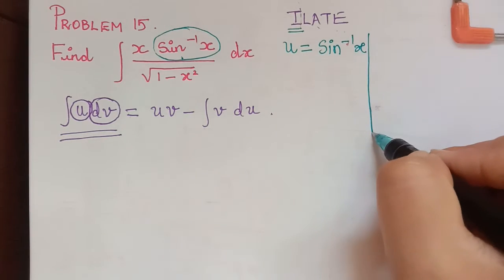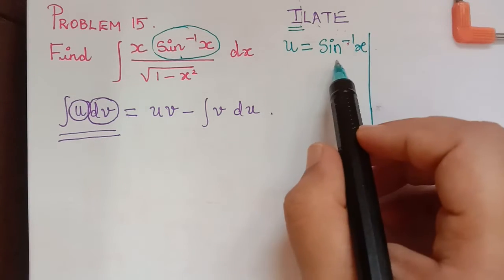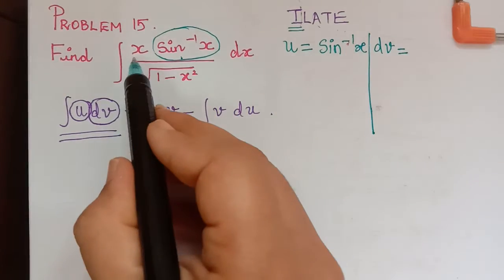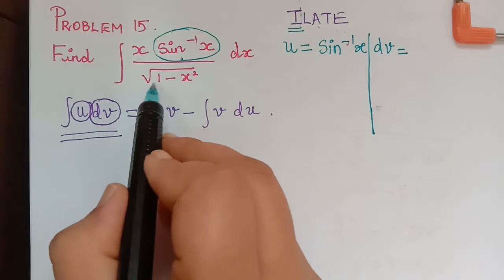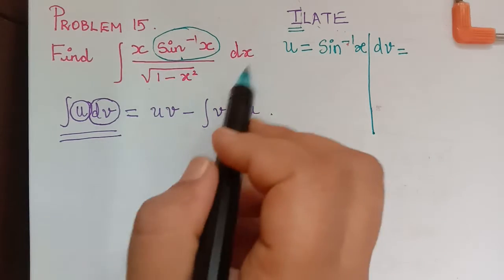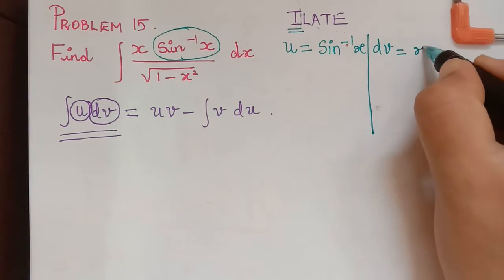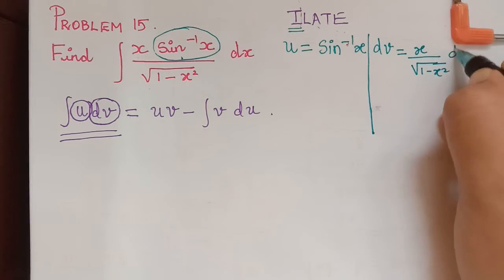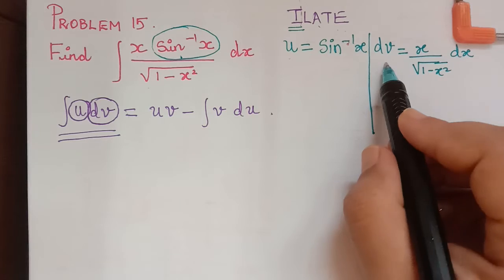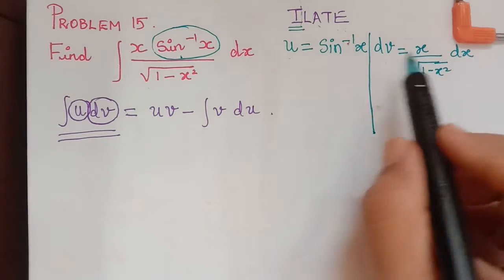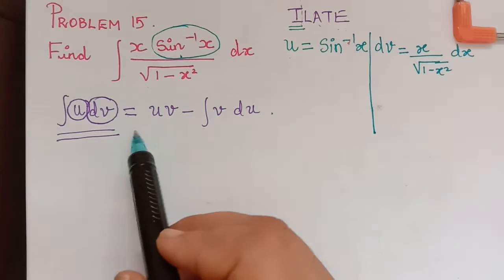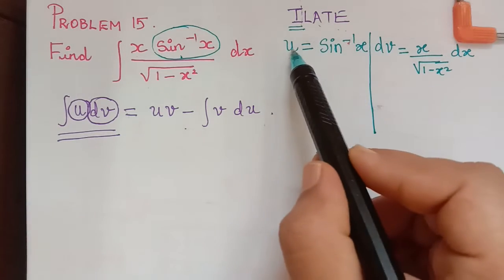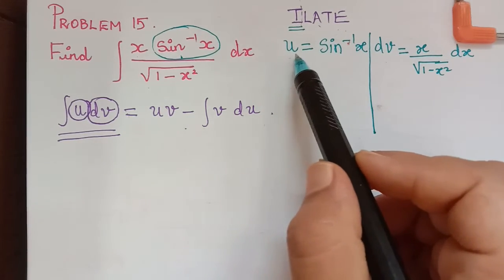And what we have to do is the remaining we have to make it as dv. So dv will be equal to, so what is remaining? X divided by square root of 1 minus x squared dx is the remaining function. So dv will be equal to x divided by square root of 1 minus x squared dx. So this is u, this is dv. So after making the choice of u and dv, next we have to find v in this formula and du in this formula, for which we have to differentiate the function u with respect to x first.